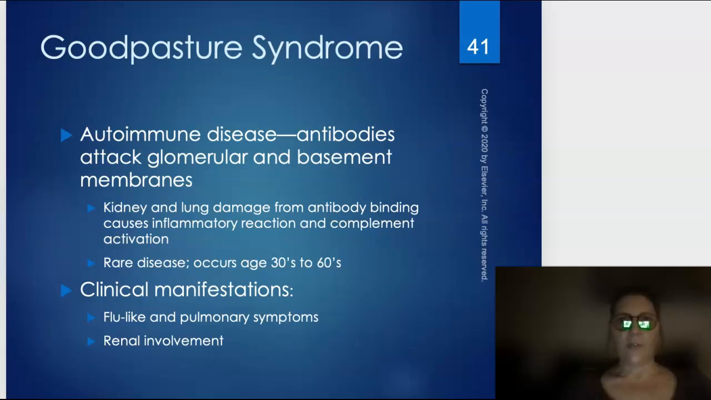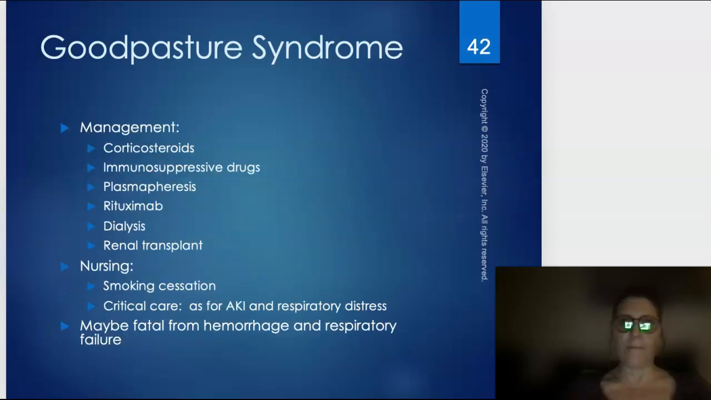So Goodpasture syndrome. This is an autoimmune disease where antibodies attack the glomerular and basement membranes. So the kidney and lung damage from antibody binding causes inflammatory reaction and complement activation. It is a rare disease. It occurs ages 30s to 60s. It looks like flu and pulmonary symptoms, but there's renal involvement. You don't expect to have a cold and have your kidneys involved. So that's what's unusual about it.